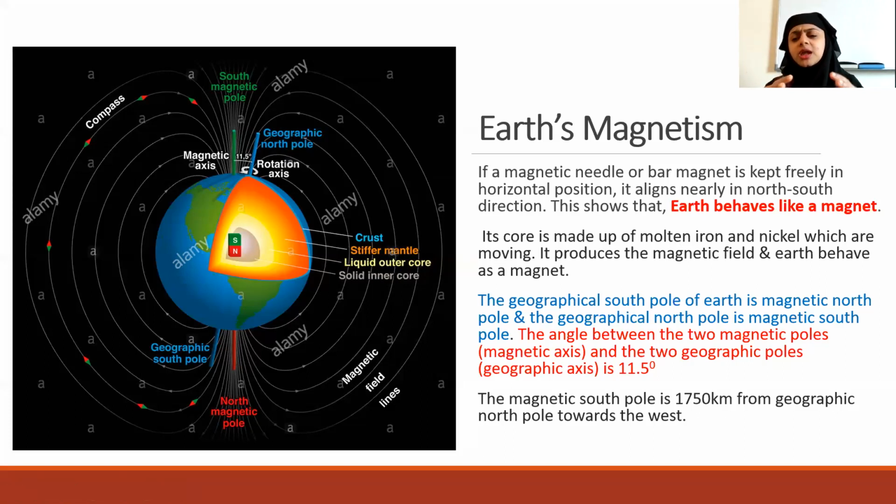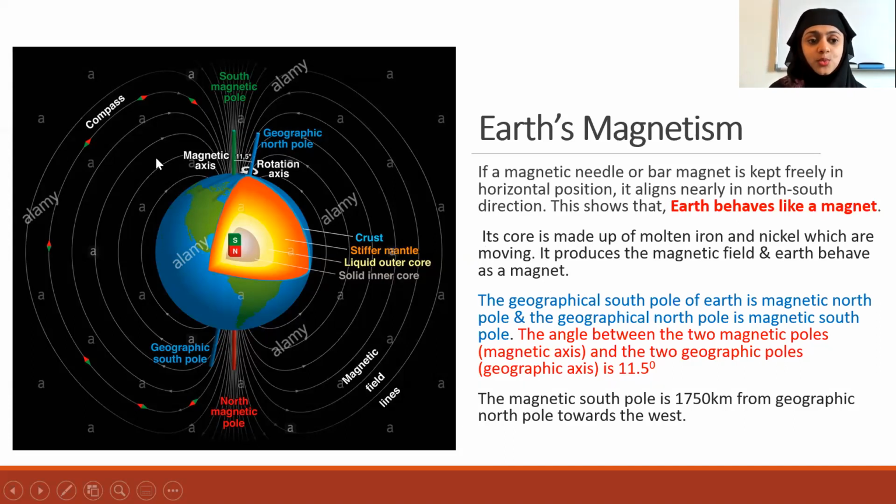This molten nickel and iron may exist as ions and free atoms. They will be in constant motion because it is very hot and they are in the liquid state. When these ions, charged particles, are continuously moving, they produce a magnetic field, and Earth behaves as a huge magnet. So why does Earth behave as a magnet? Its core is made of molten iron and nickel, which are moving, and that produces the magnetic field. Therefore, the Earth behaves as a magnet.